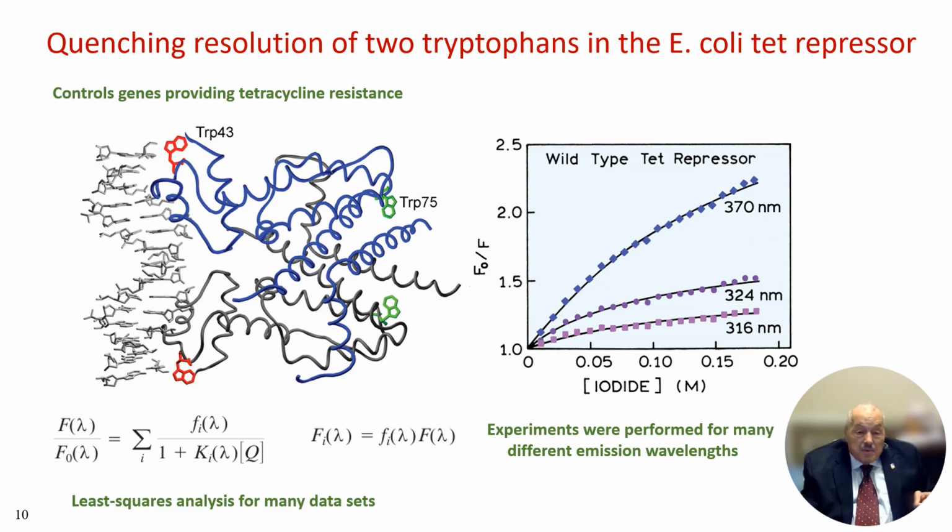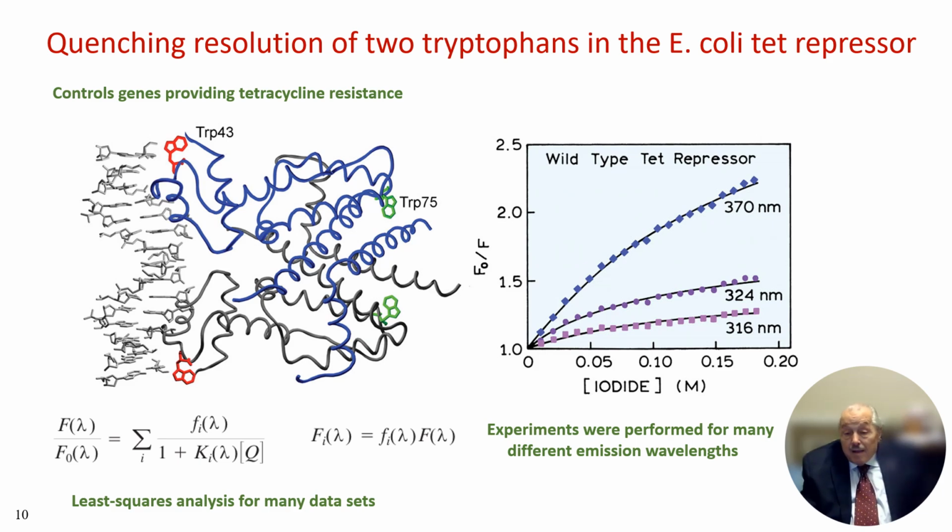This receptor is bound to a DNA fragment here. We have two tryptophan residues. Just looking at them, they don't seem to have a very different exposure. But if we do look at the quenching curves at different wavelengths, we get very different results. We see much higher quenching at the longer wavelength than we do at the shorter wavelength, which means the longer wavelength residue is more exposed to the iodide quencher. The less exposed residue is less exposed to the iodide quencher.